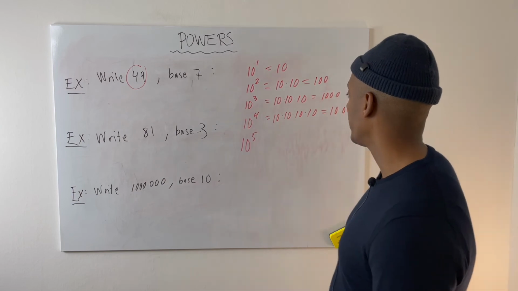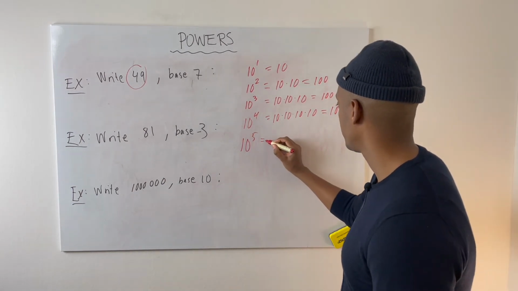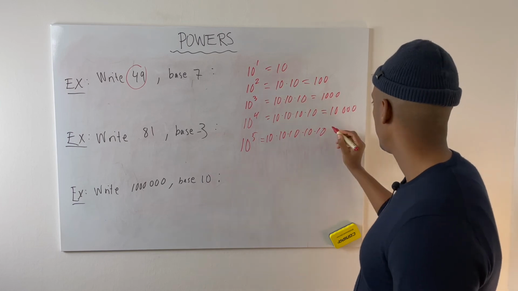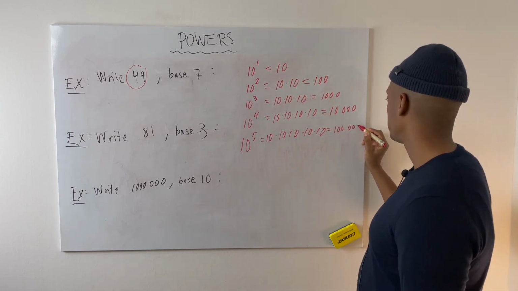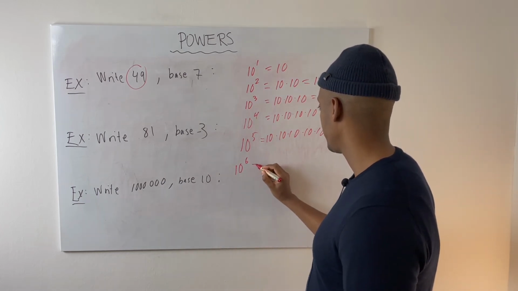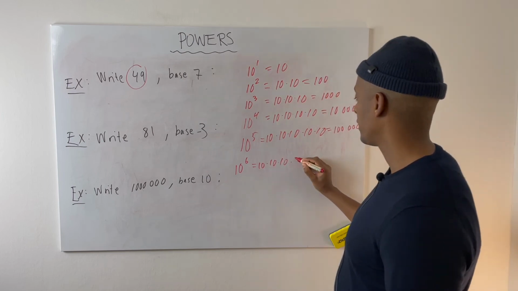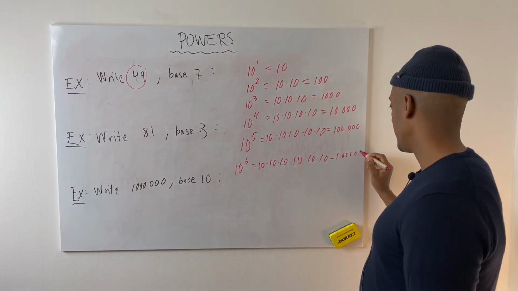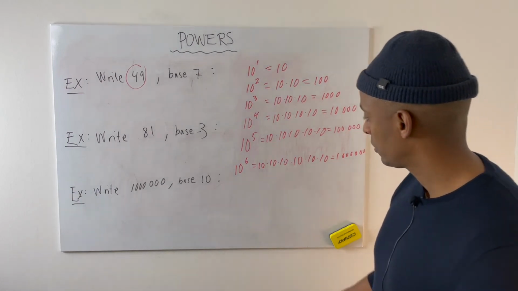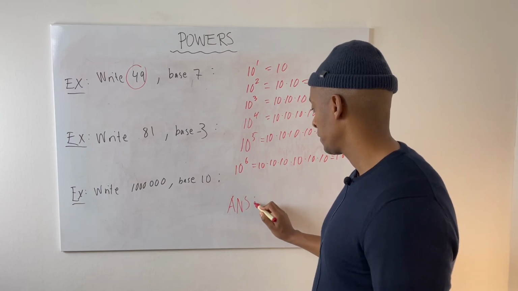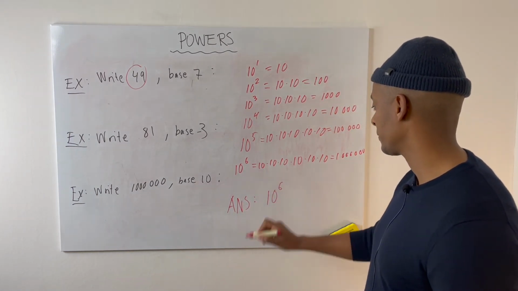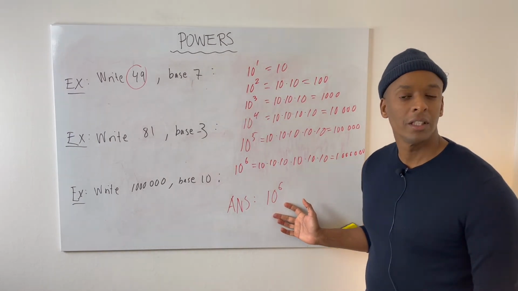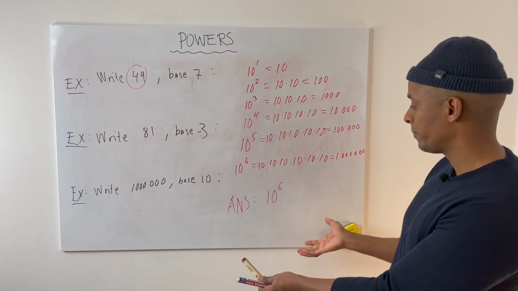Then we have 10 to the power of 5. That's 10 times 10 times 10 times 10 times 10. And that's equal to 100,000. And then finally we have 10 to the power of 6. That's 10 times 10 times 10 times 10 times 10 times 10. And that's equal to 1 million. Okay? So the answer here is 10 to the power of 6. So instead of writing 1 million this way, we can just write it this way. 10 to the power of 6. And it looks nice, it looks cleaner. So it's much easier to work with this.